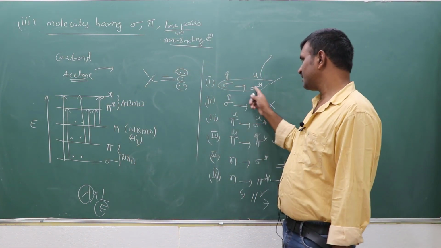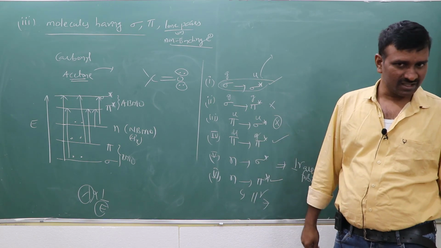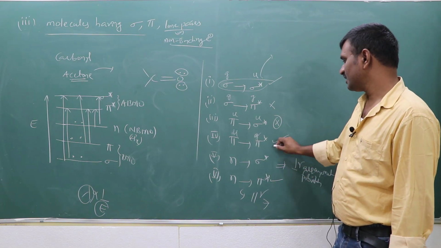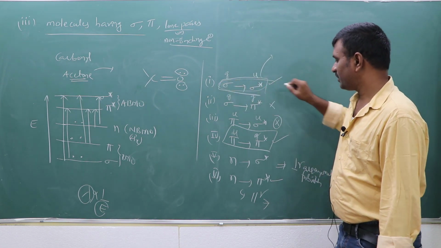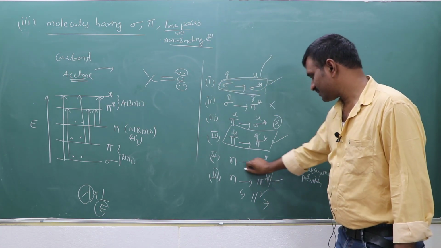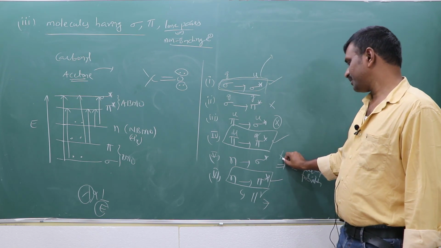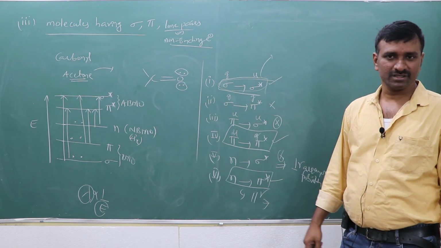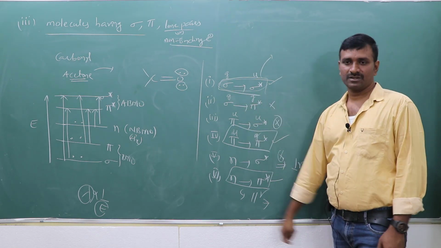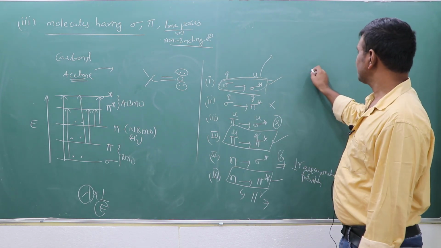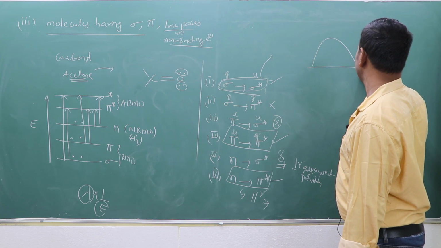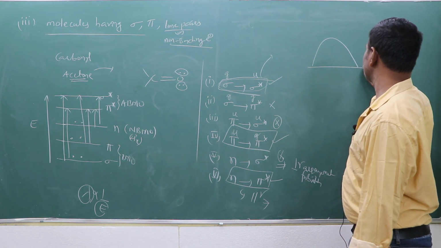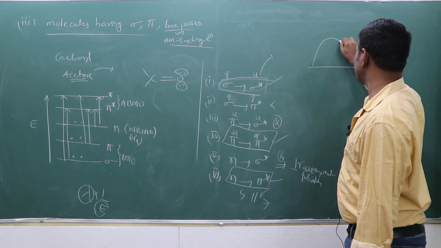But here, which transitions are generally considered? Sigma to sigma star is considered. Pi to pi star is considered. Another one considered is n to pi star. Based on energy, this is considered. And in the acetone molecule case, we can use two of these transitions.